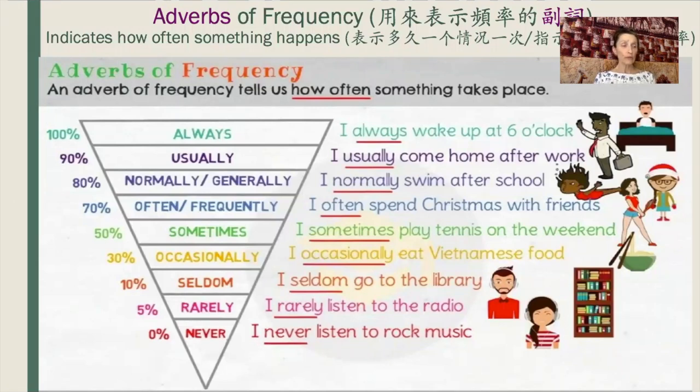You could say both of those. And if you look on the slide, you see the numbers here in percentages. The numbers might help you understand the meaning of some of these English words. So when we say 100%, we mean everything, all the time.